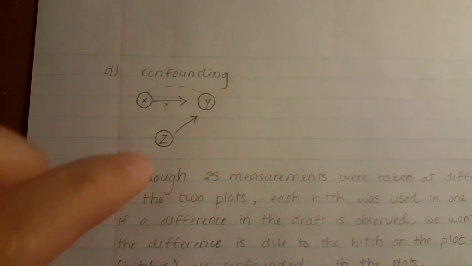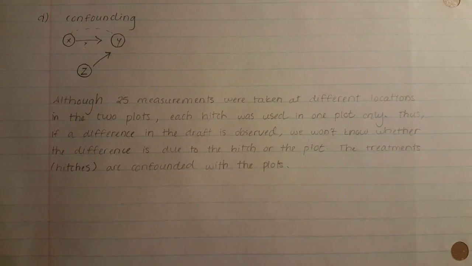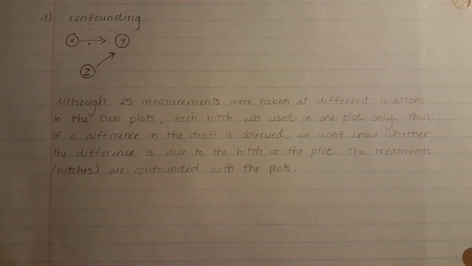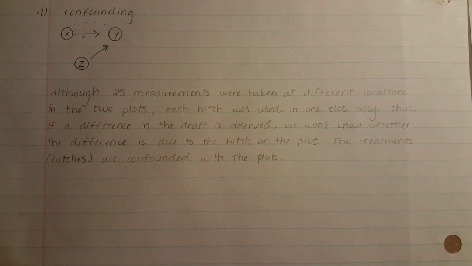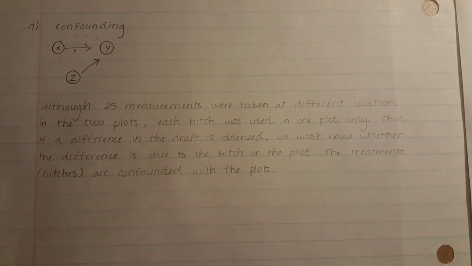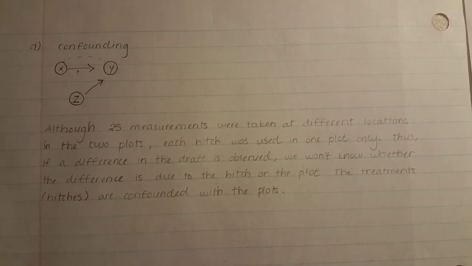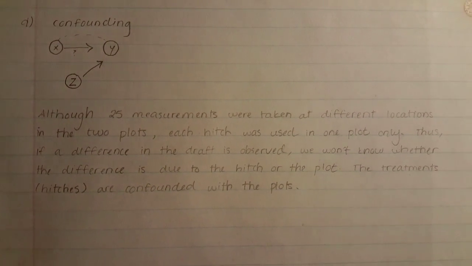Well, this is what a confounding looks like. An X affects the Y, and C also affects the Y. So here we go. The answer is, although 25 measurements were taken at different locations in the 2 plots, each hitch was used in 1 plot only. Thus, if a difference in the draft is observed, we won't know whether the difference is due to the hitch or the plot. The treatments, which are the hitches, are confounded with the plots.